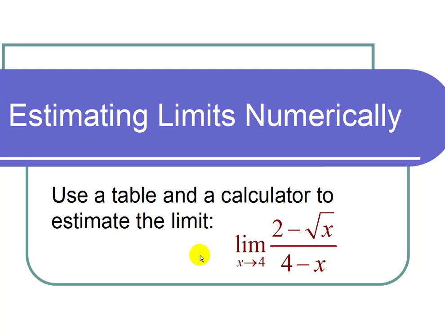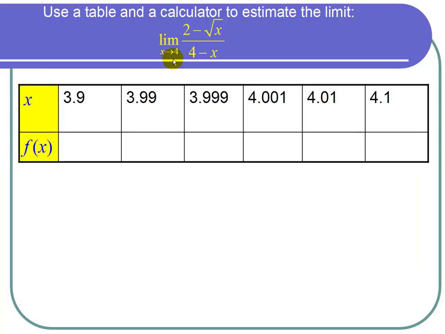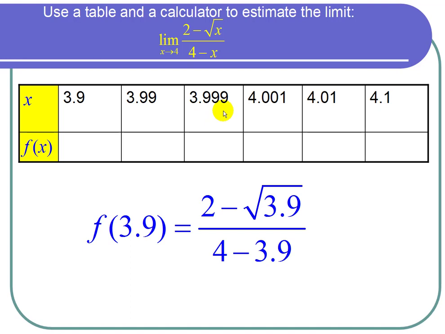So I start by creating a table. Since x is approaching 4, I put in numbers that are close to 4. So 3.9 is close to 4, 3.99 is closer, and 3.999 is even closer. Those are all on the left-hand side of 4.